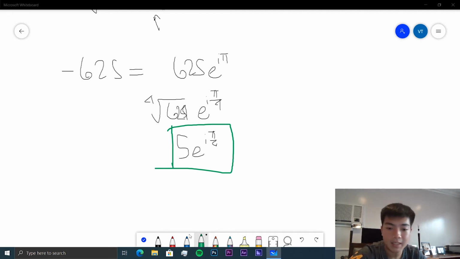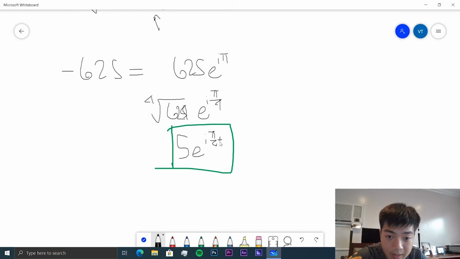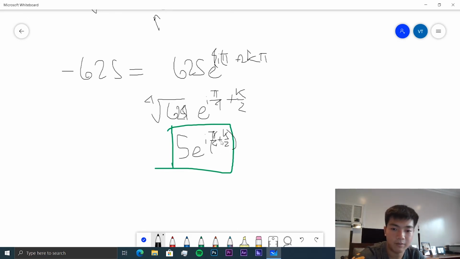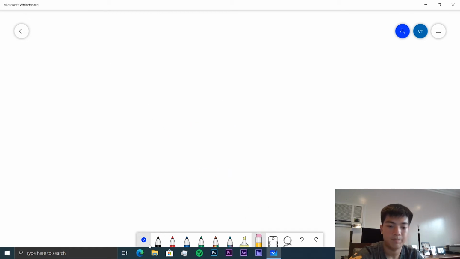Oh, except that technically we have to add plus k over 2, since remember this is e to the i pi plus 2k pi. So we also have to divide 2k pi by 4. So this is e to the i pi over 4 plus k over 2. Yeah, so 5 e to the i pi over 4 plus k over 2. So pi times 1 over 4.